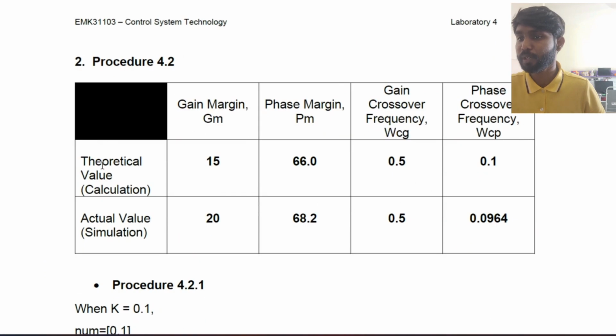This is the table with the theoretical value and the actual value from simulation. The gain margin is 15 in theoretical value and the actual value is 20. The phase margin is 66 and the actual value is 68.2. The gain crossover is 0.5 and the actual value is also 0.5. The phase crossover is 0.4 and the actual value is 0.0964.